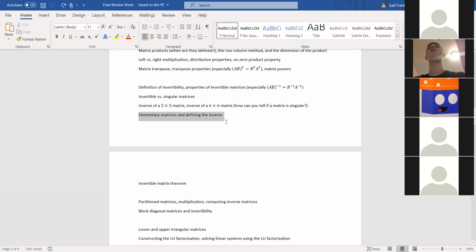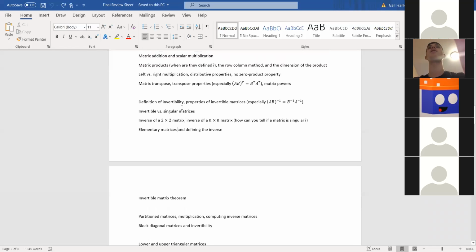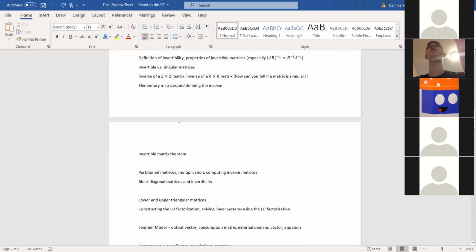And you can also define the inverse using elementary matrices. It's more theory, but make sure to know elementary matrices. Those are just matrices that represent row operations. So if you want to represent swapping the first and second row, you take the identity matrix and swap the first and second row of the identity matrix, and now you get the elementary matrix for the row swap. And really when you're row reducing, you're multiplying both sides by an elementary matrix, which does the row operation. And all elementary matrices are invertible themselves.